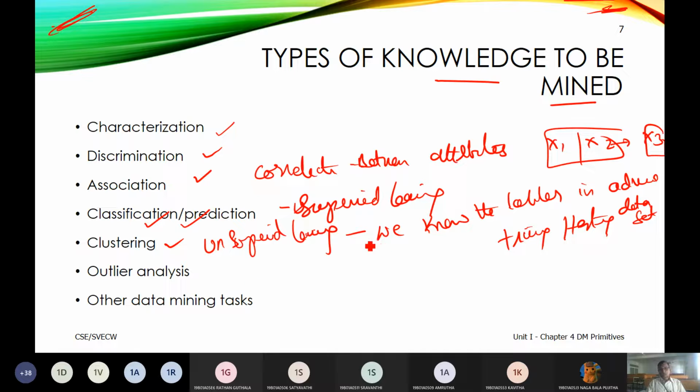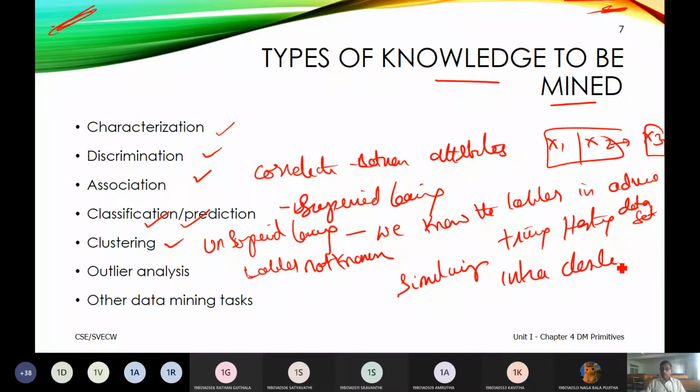And in this unsupervised learning, labels are not known. Whatever labels we are going to check, those labels are not known to us. So specifically we should create a label here. How are we going to do that? We are going to make a similarity. How we are doing this similarity is, we will look at intra-cluster and inter-cluster similarities.